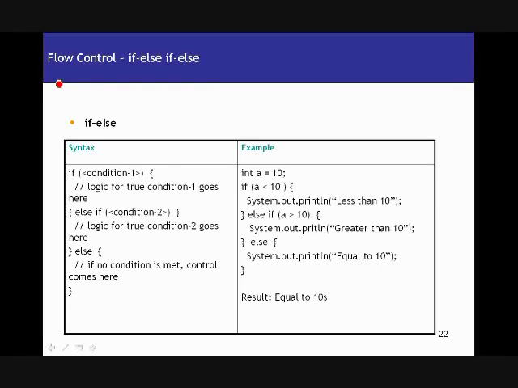Flow control in Java directs the flow of execution in your programs. So basically, when you write your methods, you would not necessarily want all the statements in your method to be executed sequentially one after the other, right?